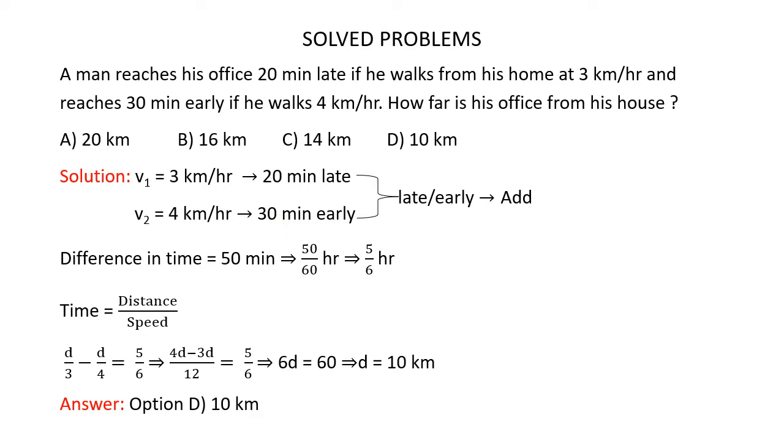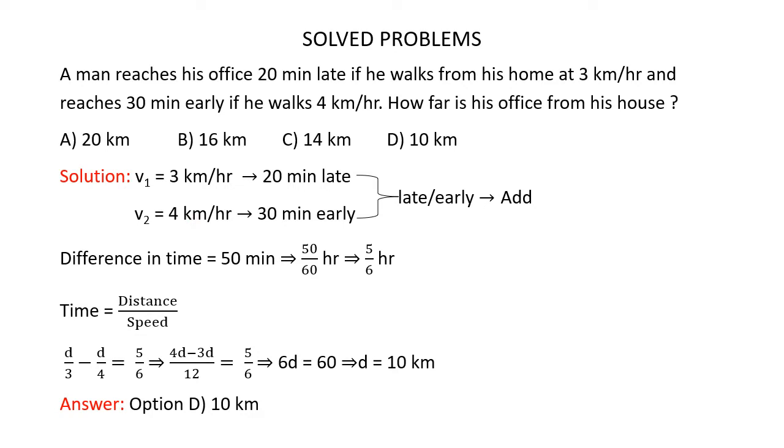Now convert this minutes to hours. So we know that 60 minutes is 1 hour. So 50 minutes is 50 by 60 hours, which is nothing but 5 by 6 hour. So difference in time is 5 by 6 hours. We know that time is equal to distance divided by speed. So in the first instance, where the speed is 3 kilometers per hour, time is equal to d upon 3. In the second instance, where speed is 4 kilometers per hour, time is equal to d divided by 4.